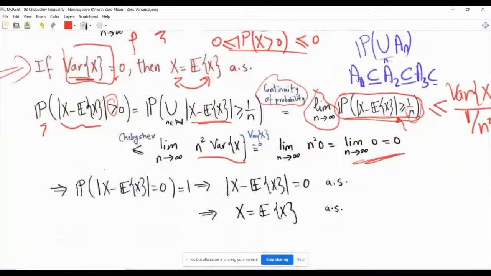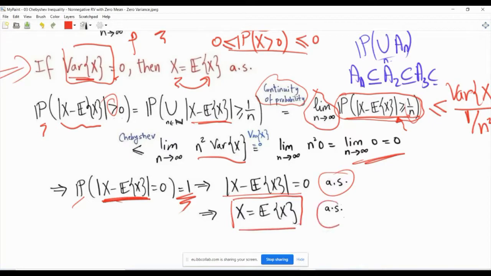And if it's 0, then it must be the case that the probability that this absolute value equals 0 is 1. Okay, so basically the absolute value of X minus expected X equals 0. This happens with probability 1. It happens almost surely. And we know that the absolute value of something is 0 if and only if this thing is equal to 0. So it must be that X minus the expected value of X is 0. So it must be that X is equal to expected X almost surely.